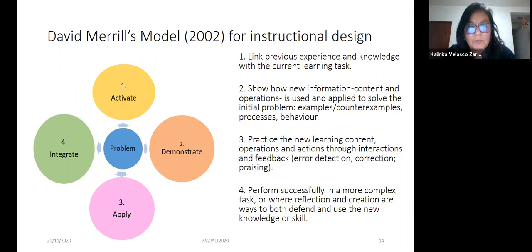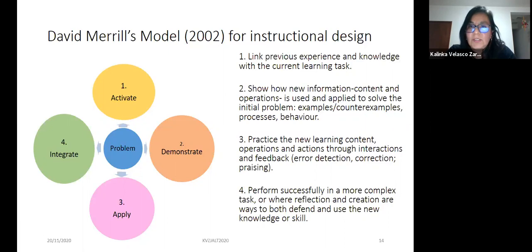suggest presenting students a problem, a situation, or a case very close to similar ones they are going to face when they communicate in the foreign language. And there are 4 different stages around the problem that the students have to go through. In stage 1, which is activation, the activities need to link previous experience and knowledge with the current learning task. In stage 2, demonstrate, the activities need to show how new information, content, and operations are used and applied to solve the initial problem.